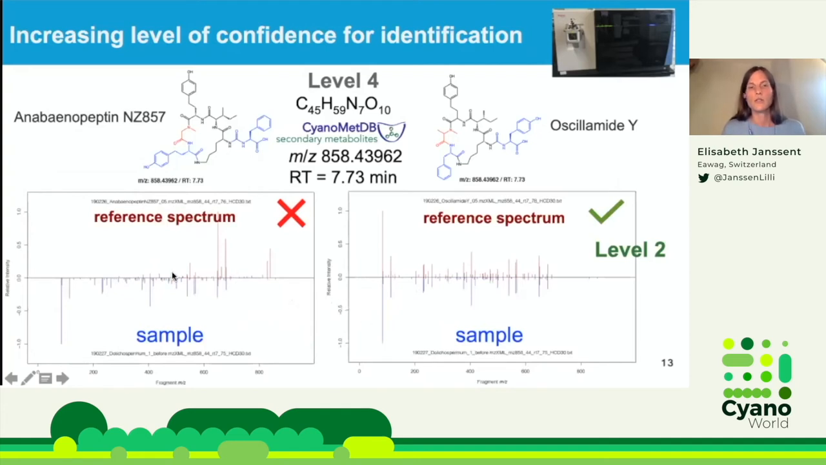And then you could verify for each of these potential compounds which mass spectra matches the sample. So even without going through the in-depth analysis, you can tell by eye that the right-hand side spectrum really matches the sample better than the other one. And with some more quantitative verification, you can then say you identified this compound on level 2 of the identification scheme. And this is what we want to generate with the CyanoMetDB team in the next step.